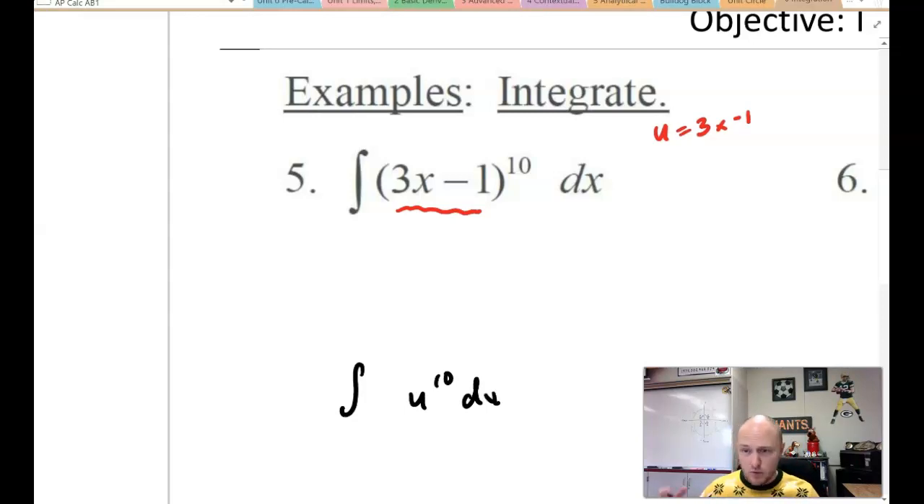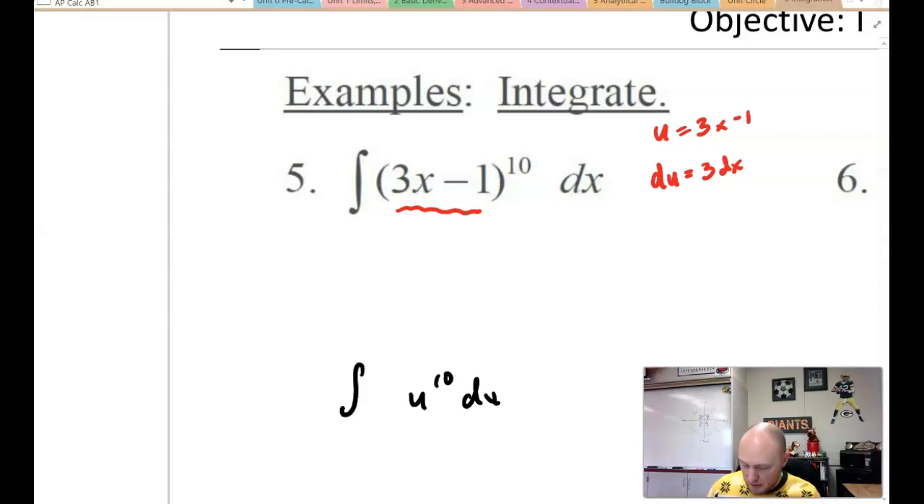I can just add 1 to the power, divide by that new power. Well, I have that function, so I have to account for the derivative of that inside function. And the derivative of u, what I'm calling u, is just 3, right? Derivative of that is 3. And then I'll also add on the dx here, because the derivative of x is dx, okay?